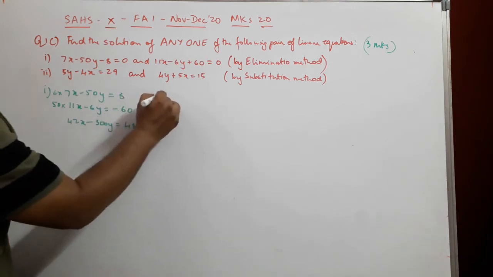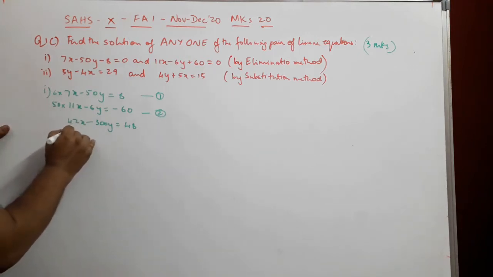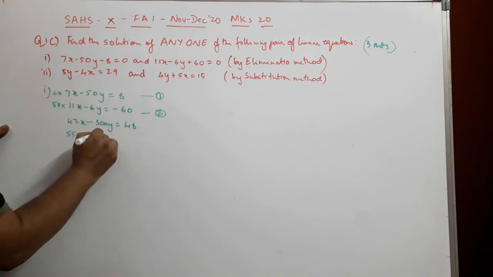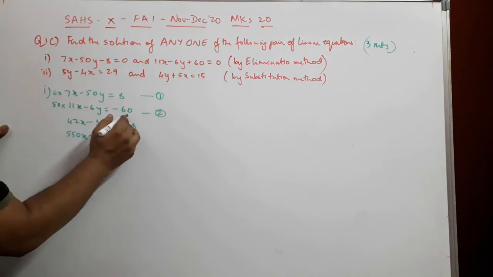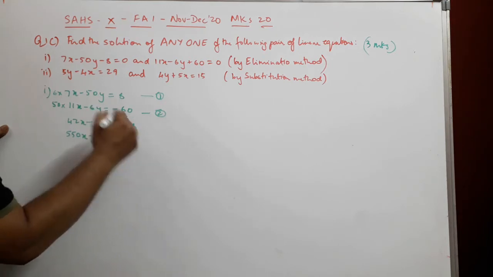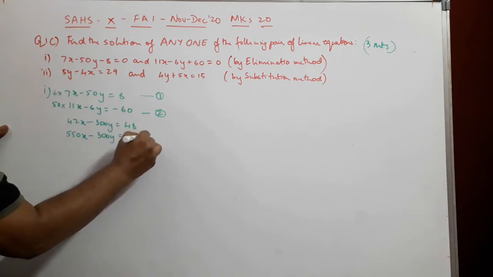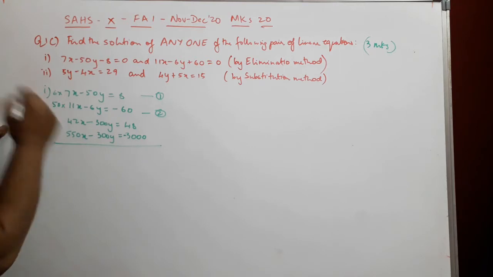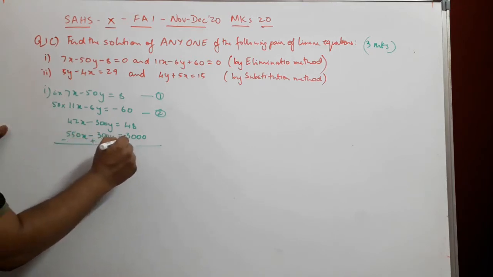Next, I will mark this as 1 and this as 2. 50 into 11 will give 550x minus 50 into 6 will give minus 300y equal to 50 into 60, 50 into 6 is 300, so that will give us 3000. Okay, and that will be negative 3000. Now what we'll do is we'll change the sign throughout. So what is positive will become negative, negative will become positive.